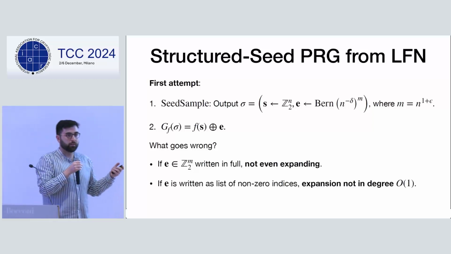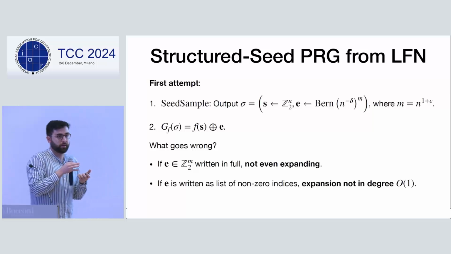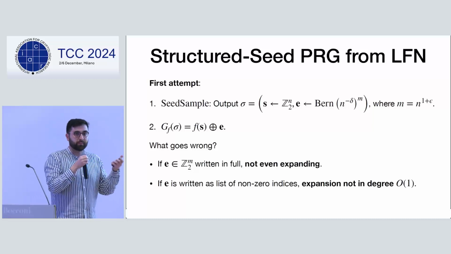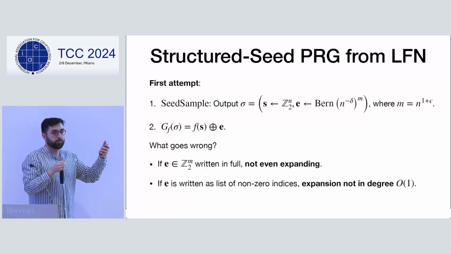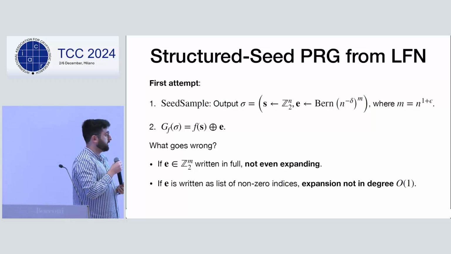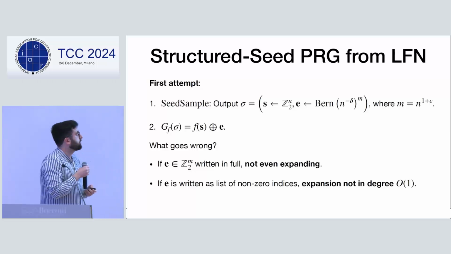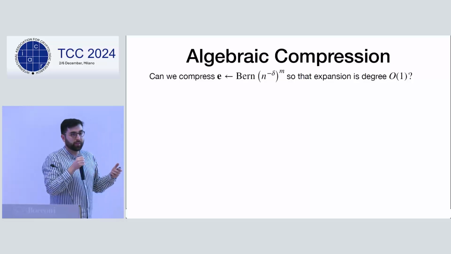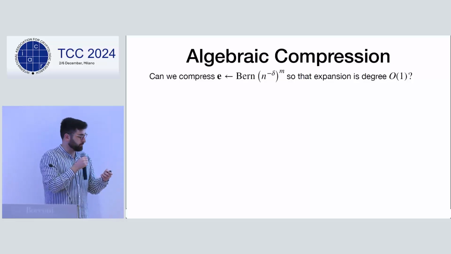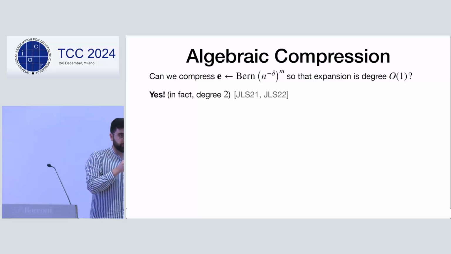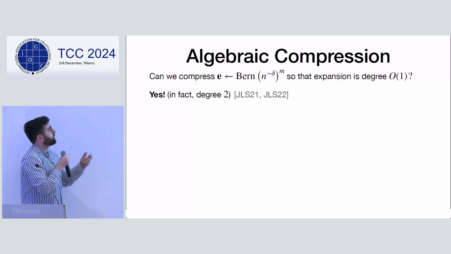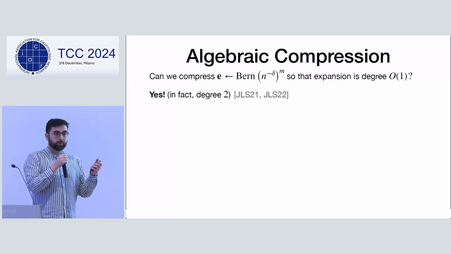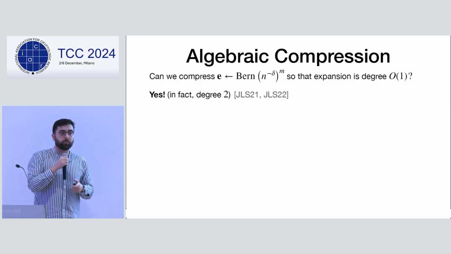But maybe you would think, well, this error vector e can be compressed somehow, right? But if you were to compress it in, say, the straightforward way of maybe writing a list of its non-zero indices, the expansion operation to get it back to a vector is not a constant degree operation. So what could we do? Is there some way to compress this error vector in a way that expanding it back is a constant degree operation? And we can do this, in fact, thanks to JLS. So they use algebraic compression to go from degree 2 functional encryption to constant degree functional encryption. Here we're using it to go from constant degree functional encryption all the way to full functional encryption.